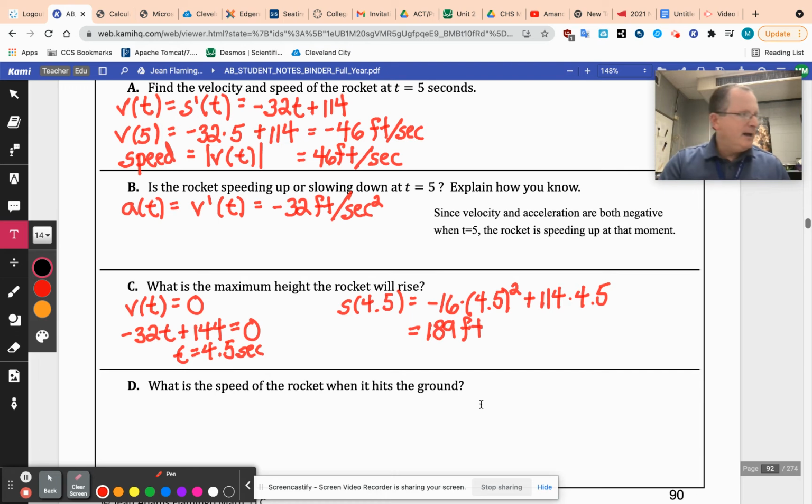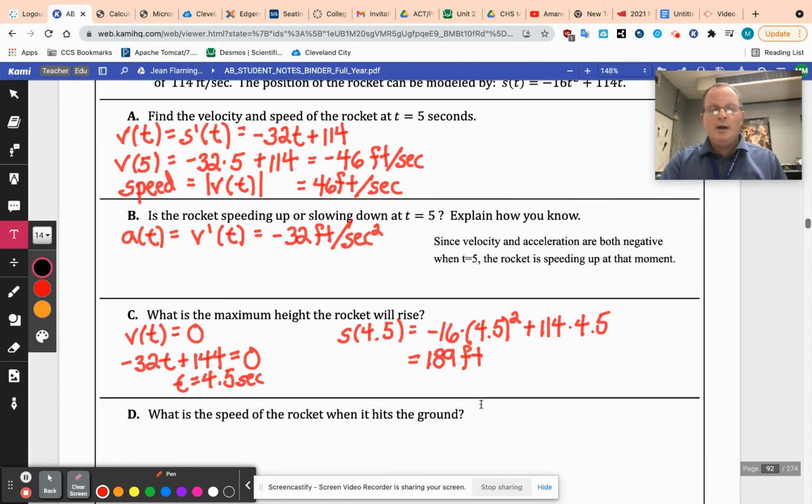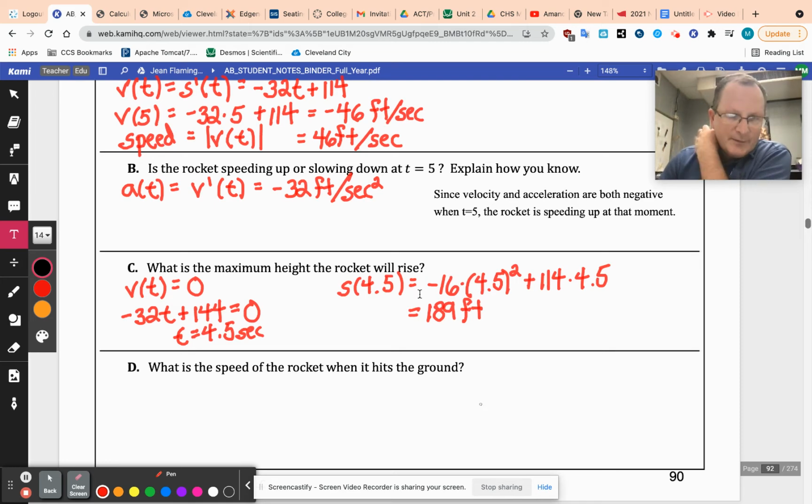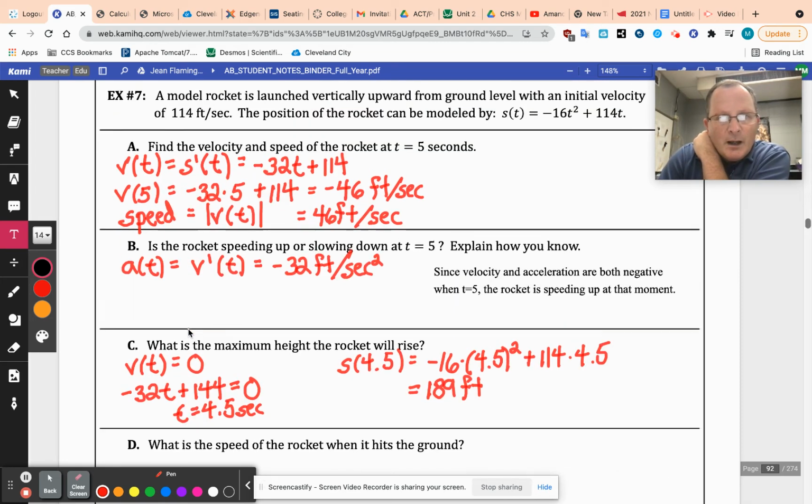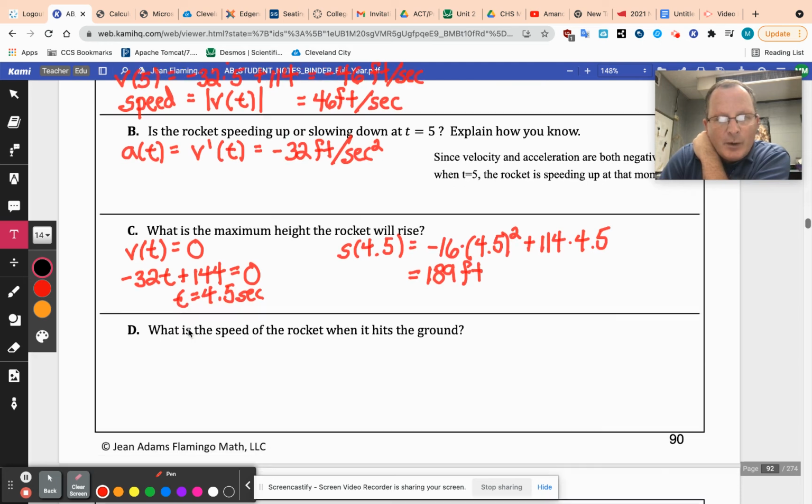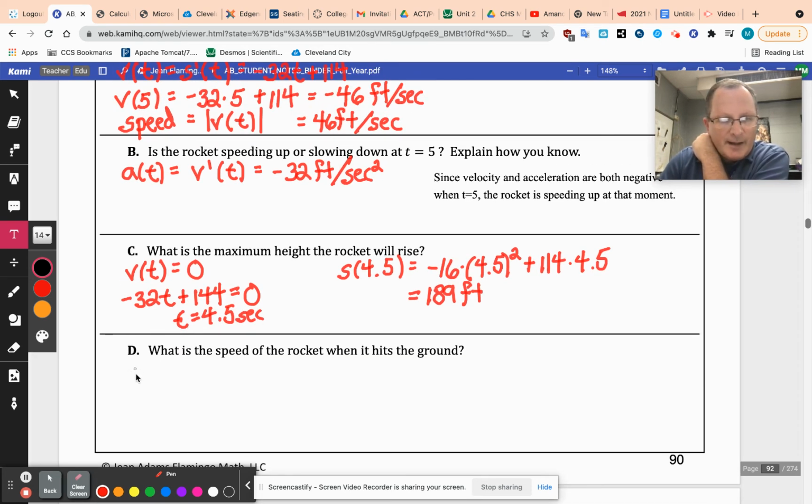Okay, so then the next thing is we want to know what is the speed of the rocket when it hits the ground. Well, if that was a fresh question, I would try to find out when s of t is equal to 0. But because of what we know about symmetry and parabolas, we know that that's going to be when t equals 0 and 9. So it's going to take 9 seconds for it to come back and hit the ground.